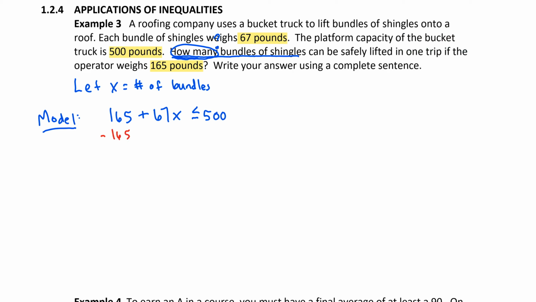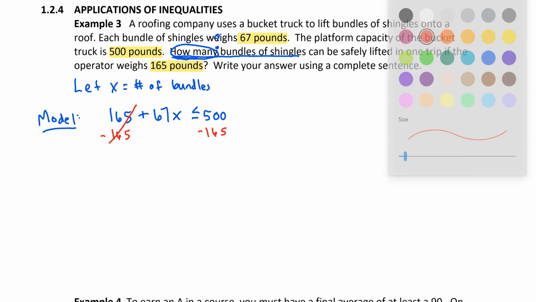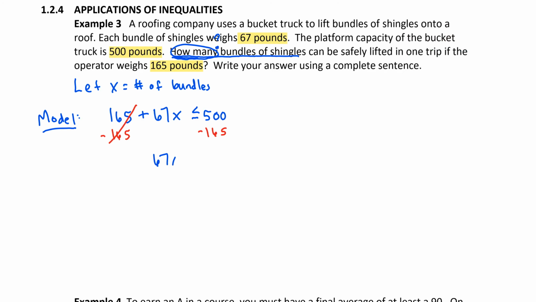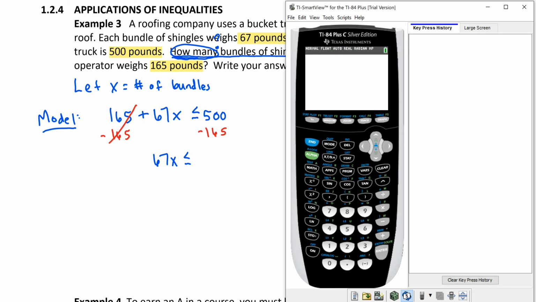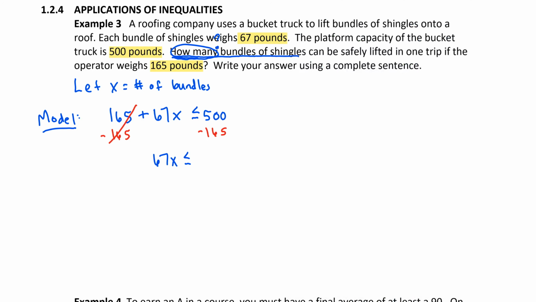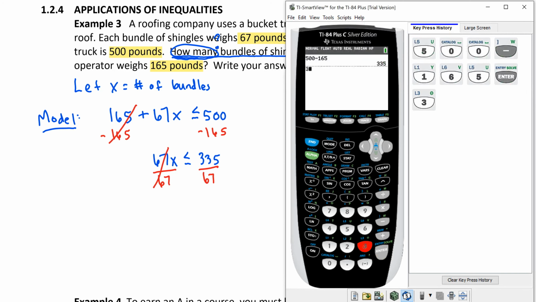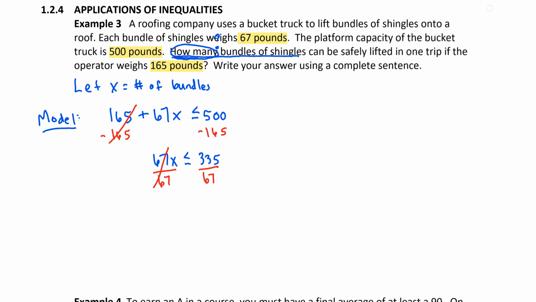To solve the inequality, we're going to subtract 165 from both sides. This is going to give us 67x on the left side. Just going to pull up my calculator here. 500 minus 165. That gives us 335 left over on the right side. Then we will divide both sides by the variable's coefficient, 67, and we will have successfully isolated x. Let's divide 335 by 67. Comes out perfectly to 5. So x, the number of bundles, has to be less than or equal to 5.